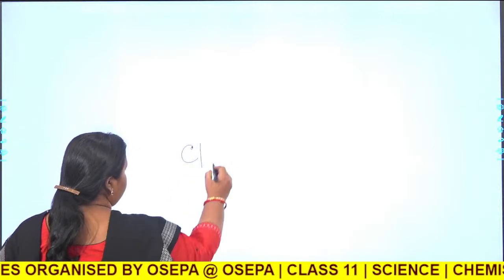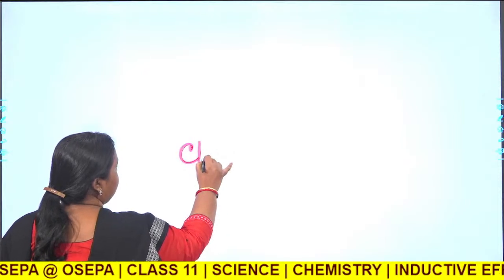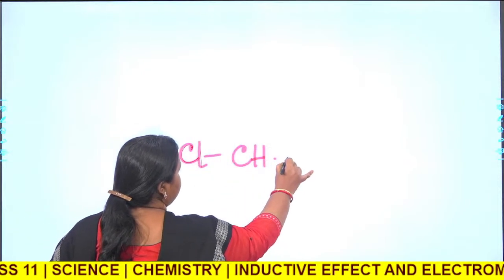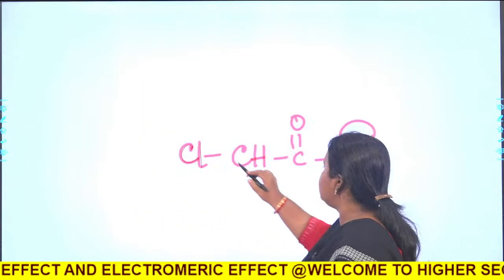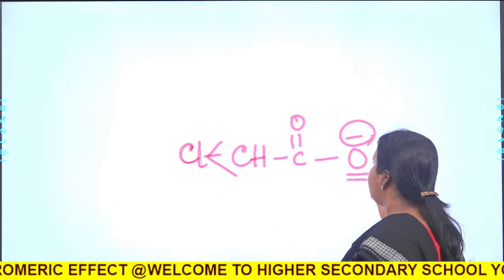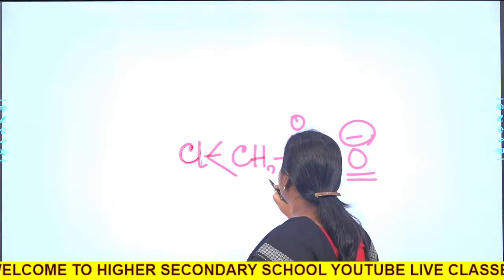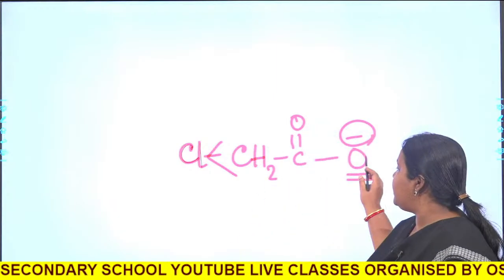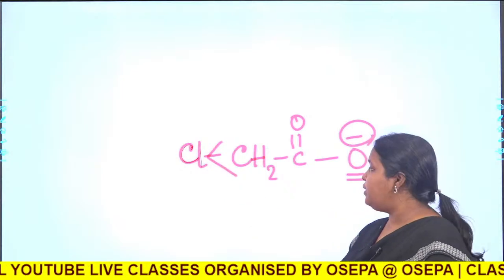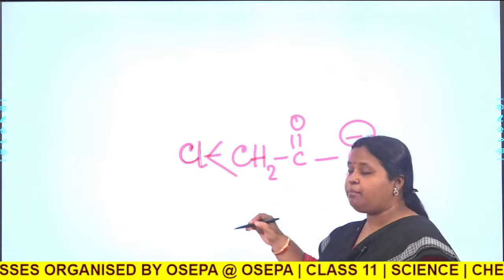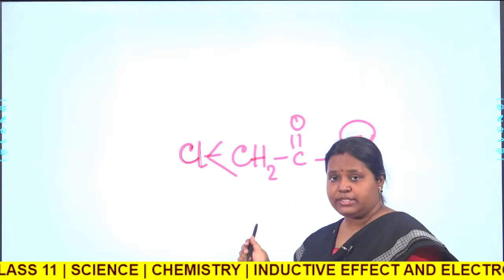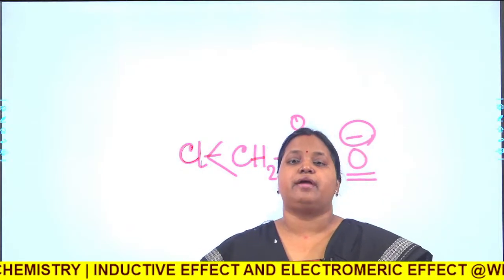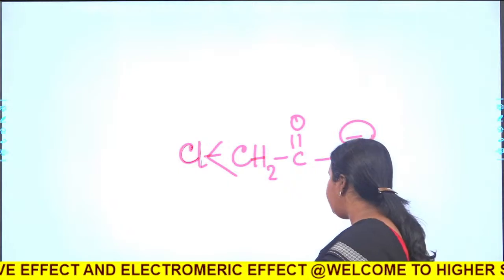So mark, here it was Cl, CH, C double bond O minus, and this negative charge is being stabilized by this chlorine atom. Now suppose I increase the number of chlorine atoms, then what will happen? Suppose I am taking monochloroacetic acid, then dichloroacetic acid, then trichloroacetic acid. Let us see what will happen.